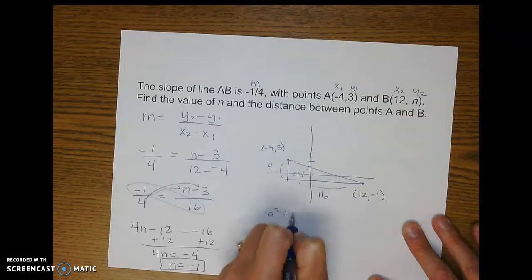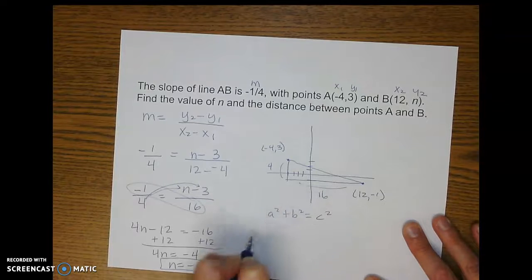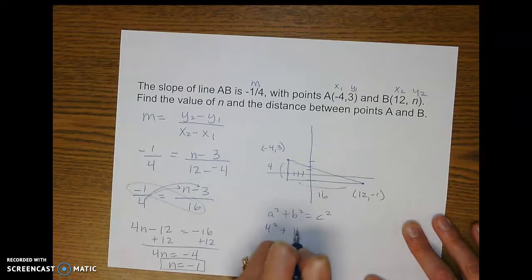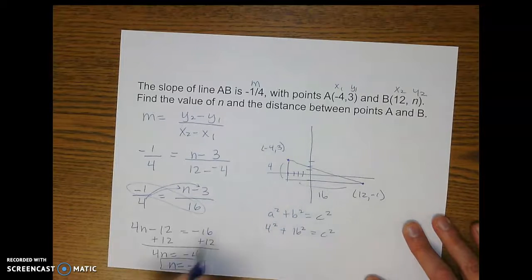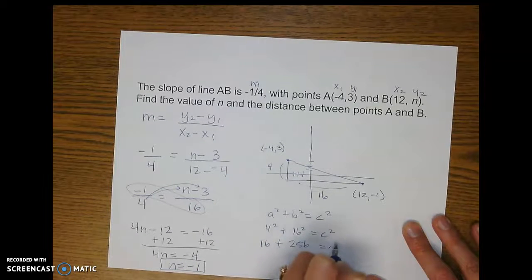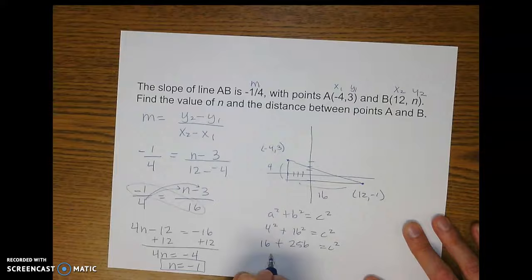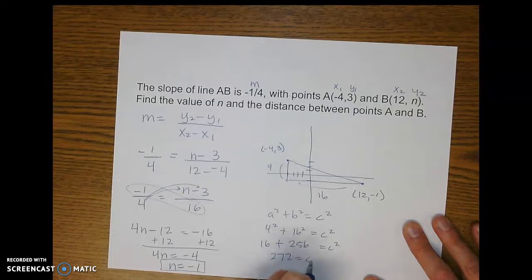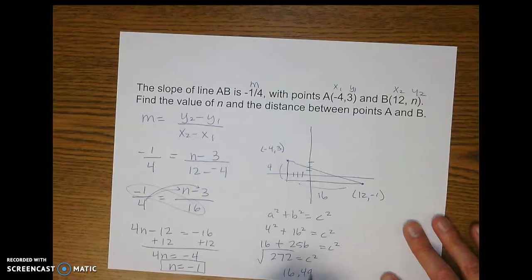A squared plus B squared equals C squared. So 16 plus 256 equals C squared. Putting those two together, we get 272 equals C squared. Square root it, and end up with 16.49 units for the distance between them.